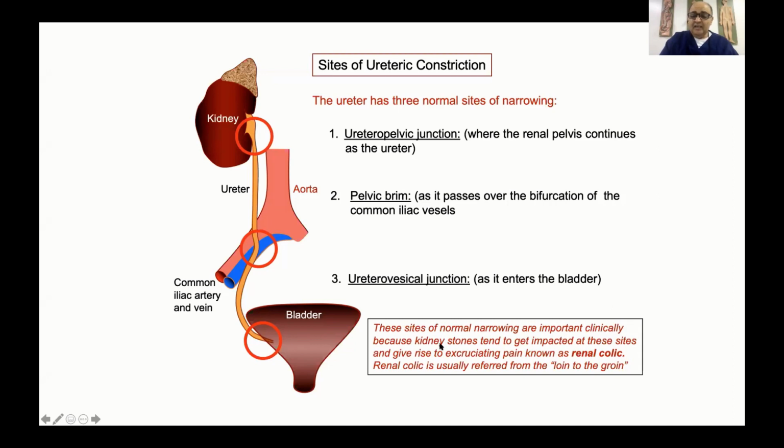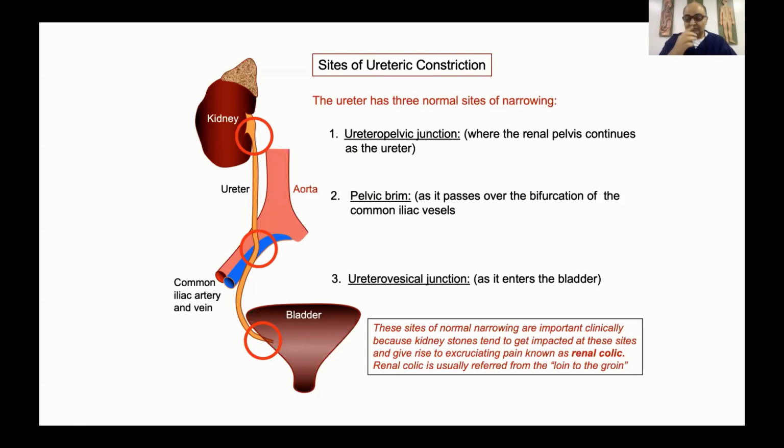So now what I'm writing, clinically, is that kidney stones tend to get impacted. So these are the narrow places. If a stone which is formed in the kidney is falling down because of the pressure of the urine, it can get stuck here, here, or here. So these are the normal common sites, and they give rise to a very specific type of pain, which we call renal colic.